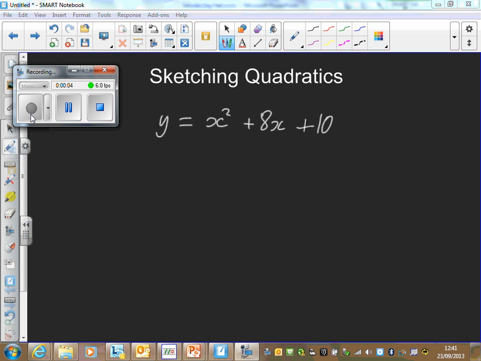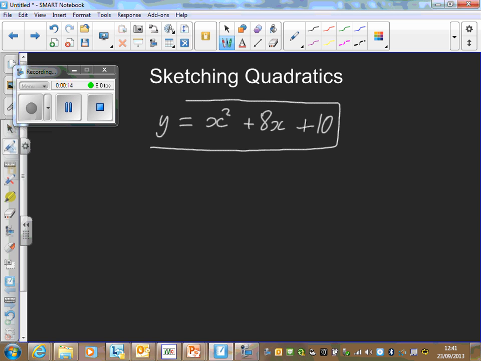Hello and welcome for today's lesson. Today's lesson is going to be on sketching quadratic graphs. We're going to do it with this example here on this graph. The graph of y is equal to x squared plus 8x plus 10.